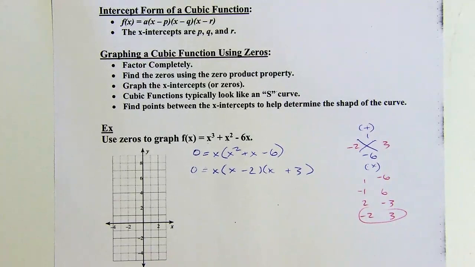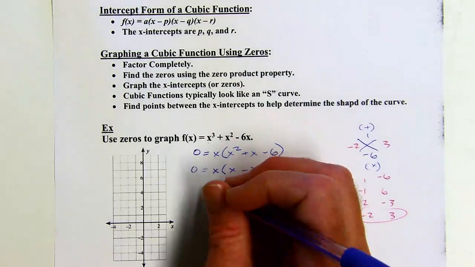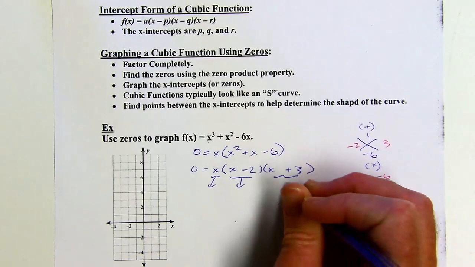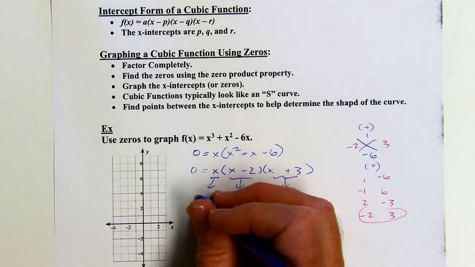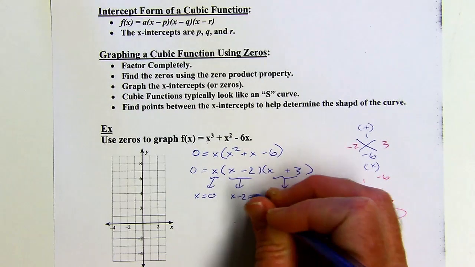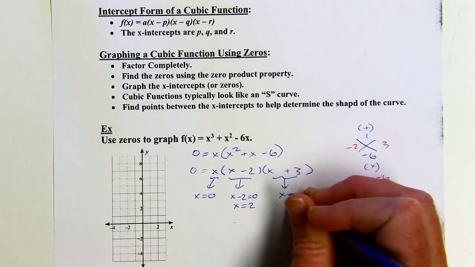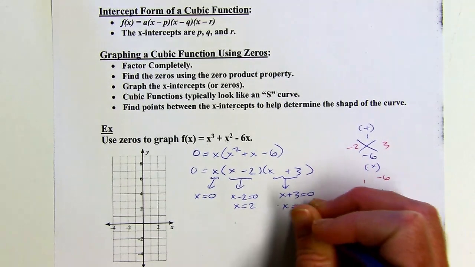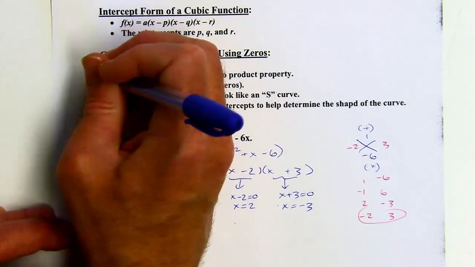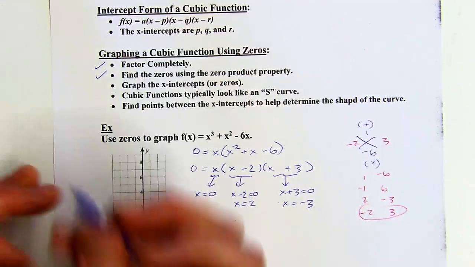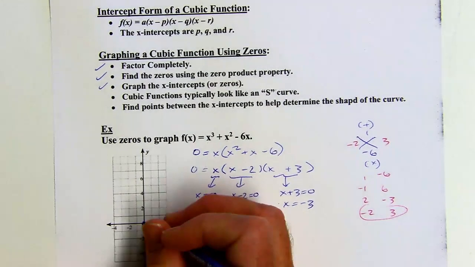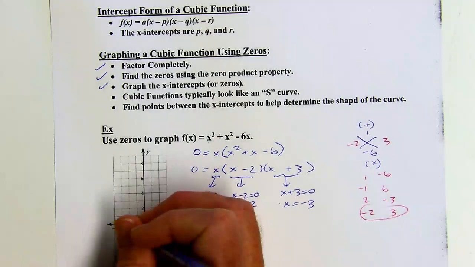Now I've got this factored, and I've got it set equal to 0, so now I can use the zero product property. One of these three factors has to equal 0 in order for it all to multiply together to equal 0. So either x equals 0, well, that's one of my x-intercepts. Or if x minus 2 equals 0, that means x equals 2. And if x plus 3 equals 0, x equals negative 3. Okay, so those are my zeros. Okay, so we factored. We found the zeros. Now we're going to graph the zeros. Those are x-intercepts. So I've got one at 0, one at positive 2, one at negative 3.